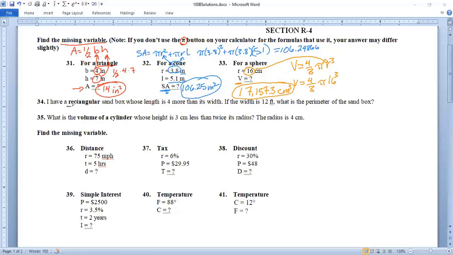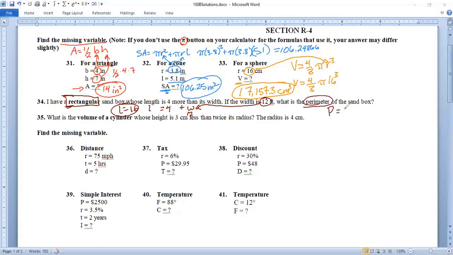Number 34. I have a rectangular box. Okay, that's important. We got a rectangular sandbox whose length is 4 more than its width. So that's important. The width is 12 feet. So that's important. We can actually use that clue right now and say 4 plus 12. The length has to be 4 plus 12, which is 16. That's good to know. It asks us for the perimeter of the sandbox.